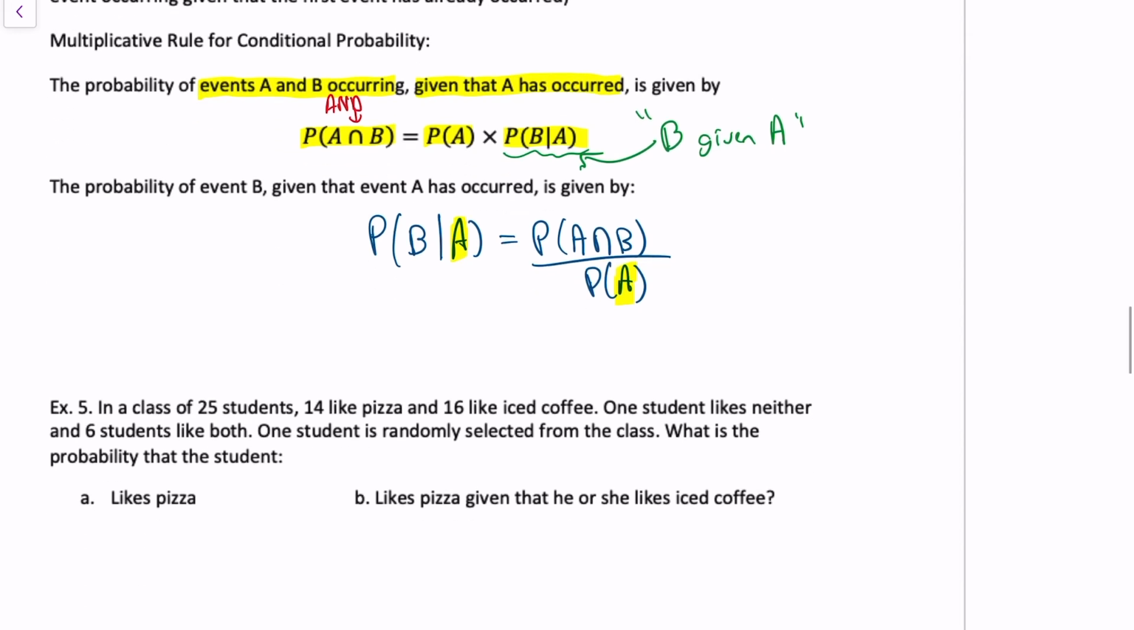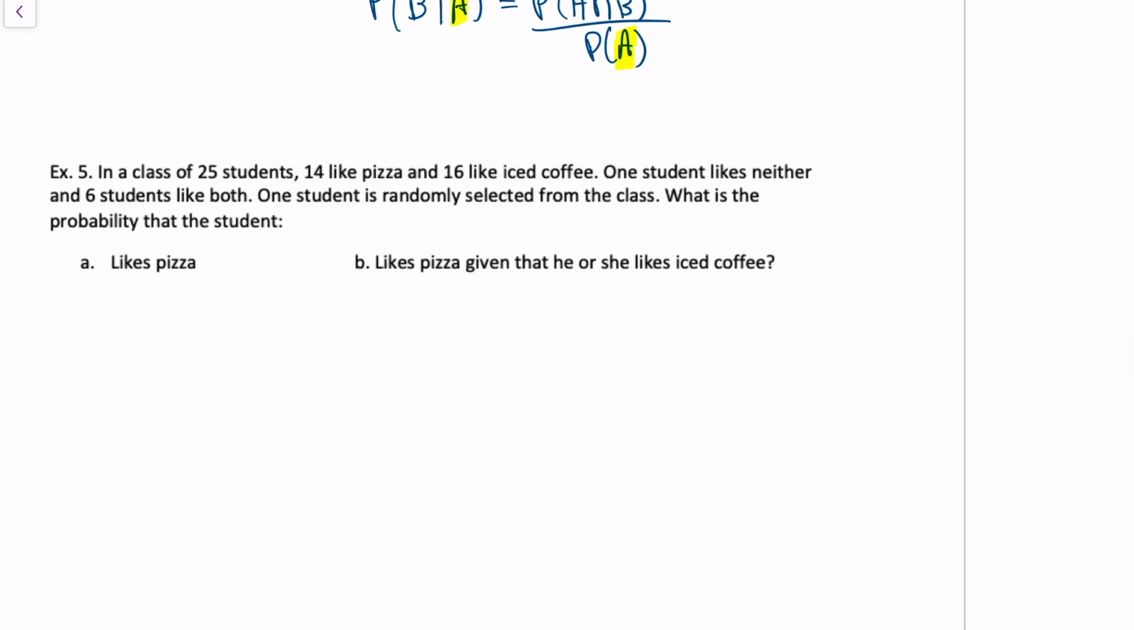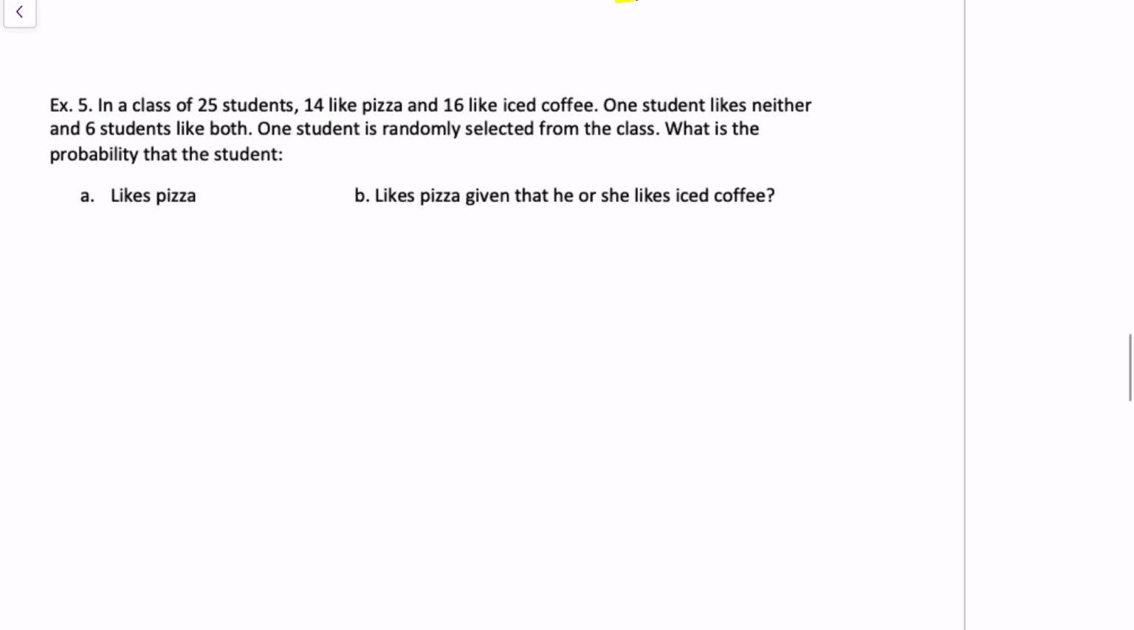Let's go back and try another example similar to that one with the Italian and French speakers. So it says in a class of 25 students, 14 like pizza and 16 like iced coffee. One student likes neither and 6 students like both. One student is randomly selected from the class. What is the probability that the student likes pizza? So we can use a Venn diagram if we want here, but in the first one, I'm not sure we need it.